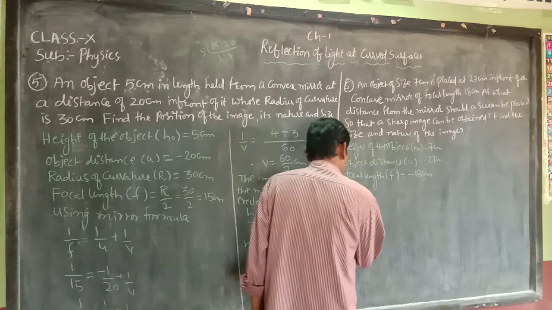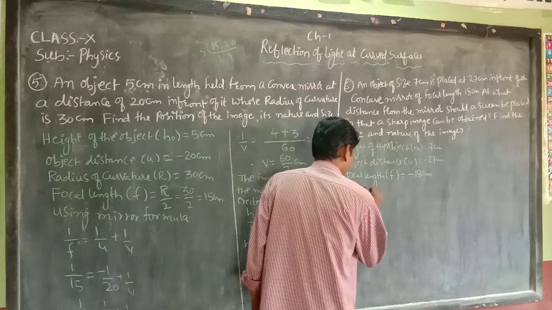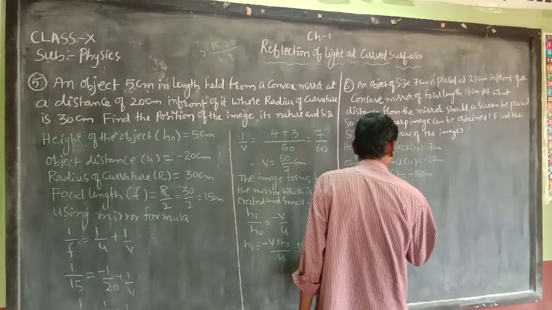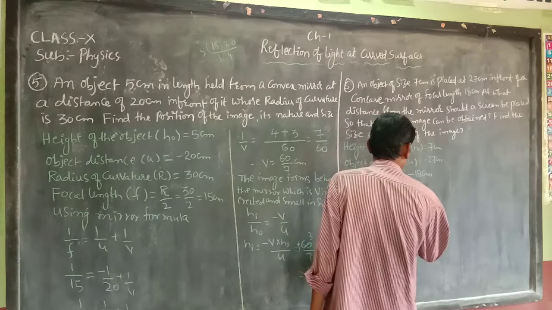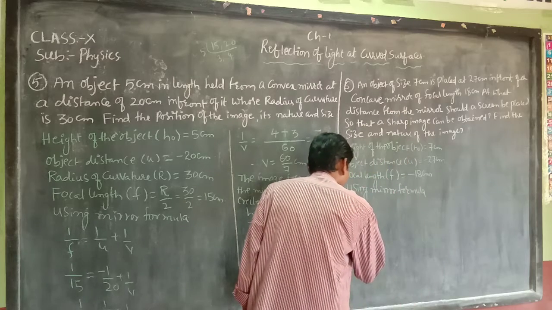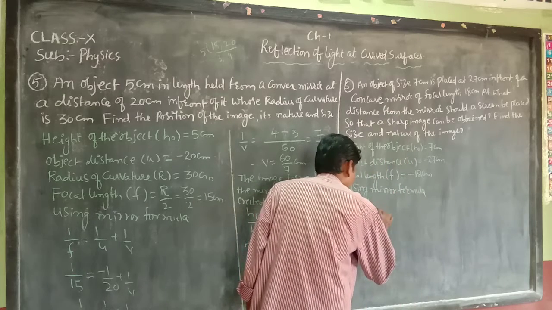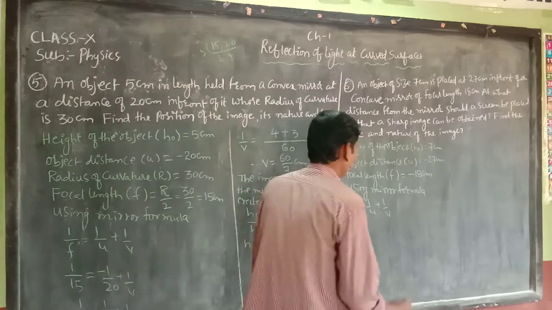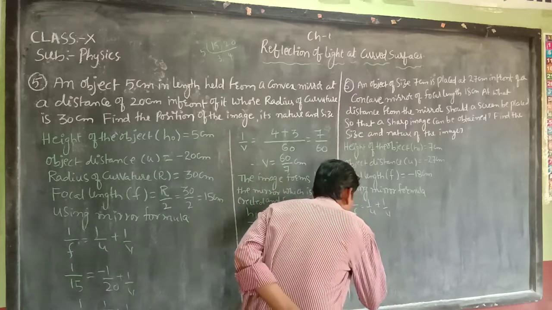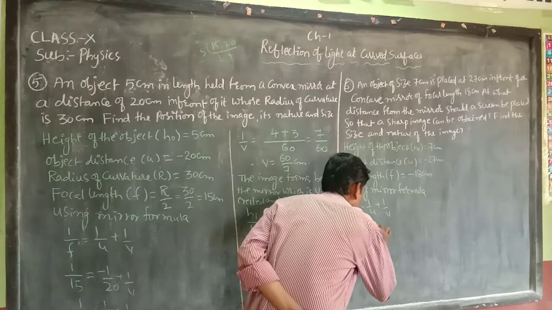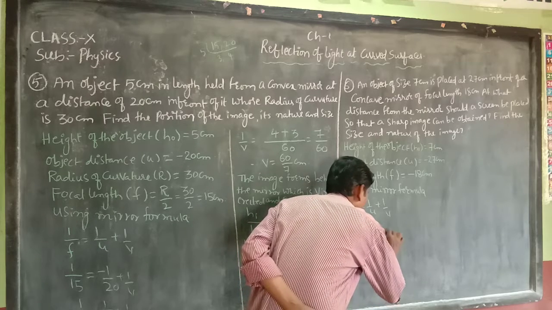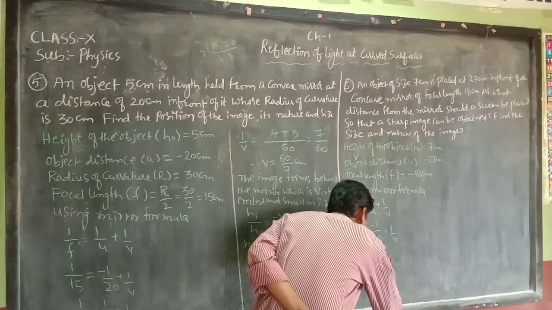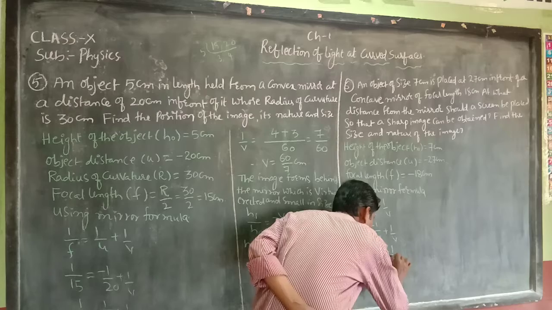Again, which formula are we using? Mirror formula. What is the mirror formula? 1 by F is equal to 1 by U plus 1 by V. So we know the value of F already. Minus 1 by 18 is equal to minus 1 by 27 plus 1 by V. With this, what can we write? 1 by V is equal to 1 by 27 minus 1 by 18.